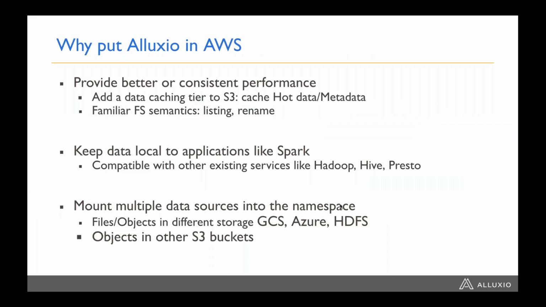So let's put Alluxio in the context of AWS, or of building some cloud native architecture. The benefits you can get from having Alluxio in this picture include the following. First, better and more consistent performance, because Alluxio can be used as a data cache layer on top of S3. You can cache both the hot data and the metadata. In this way, Alluxio can provide you the familiar file system semantics, including efficient listing and efficient rename operations. One of the reasons we can provide familiar file system semantics is that Alluxio is implemented as a file system, so we maintain a full-featured file system metadata service in Alluxio.